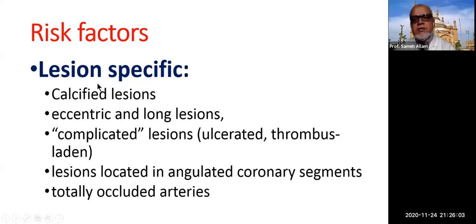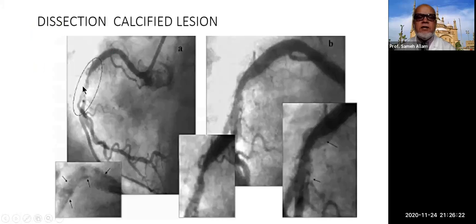There are lesion-specific factors: calcified lesions, eccentric and long lesions, complicated lesions, ulcerated or thrombus-containing lesions, lesions located in angulated coronary segments, and totally occluded arteries are all susceptible to dissection. This is a calcified right coronary artery. Once the balloon passed and inflated, dissection occurs in the right coronary artery here.